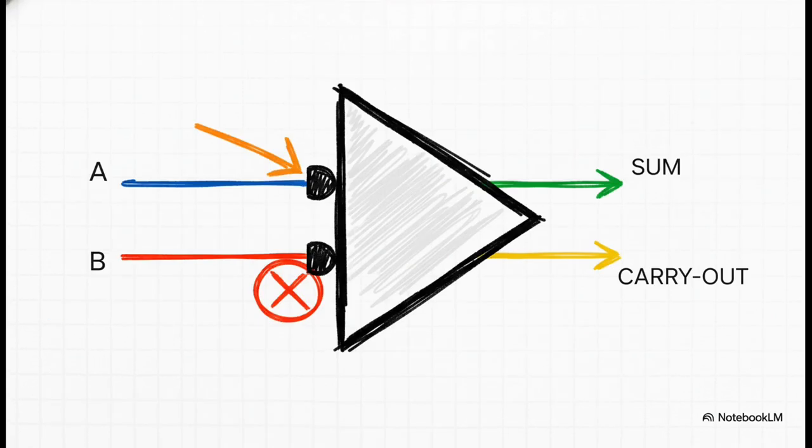And here it is, the fatal flaw. If you look at the half adder's design, it only has two inputs, A and B. There's just no third input for that carry in bit. And that means it can only ever add the very first column of bits in a number.